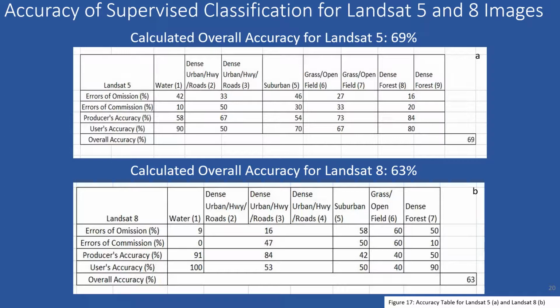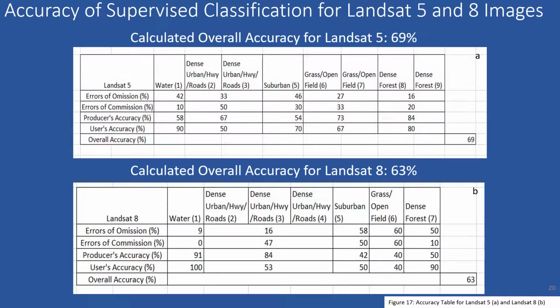The user's accuracy and the inverse percentage value, errors of commission, look at the probability that a pixel predicted to be a certain class type is actually that class type from a map user's point of view. This compares the number of correctly predicted pixels of a specific type of class to the total number of predictions of pixels for that specific class type.